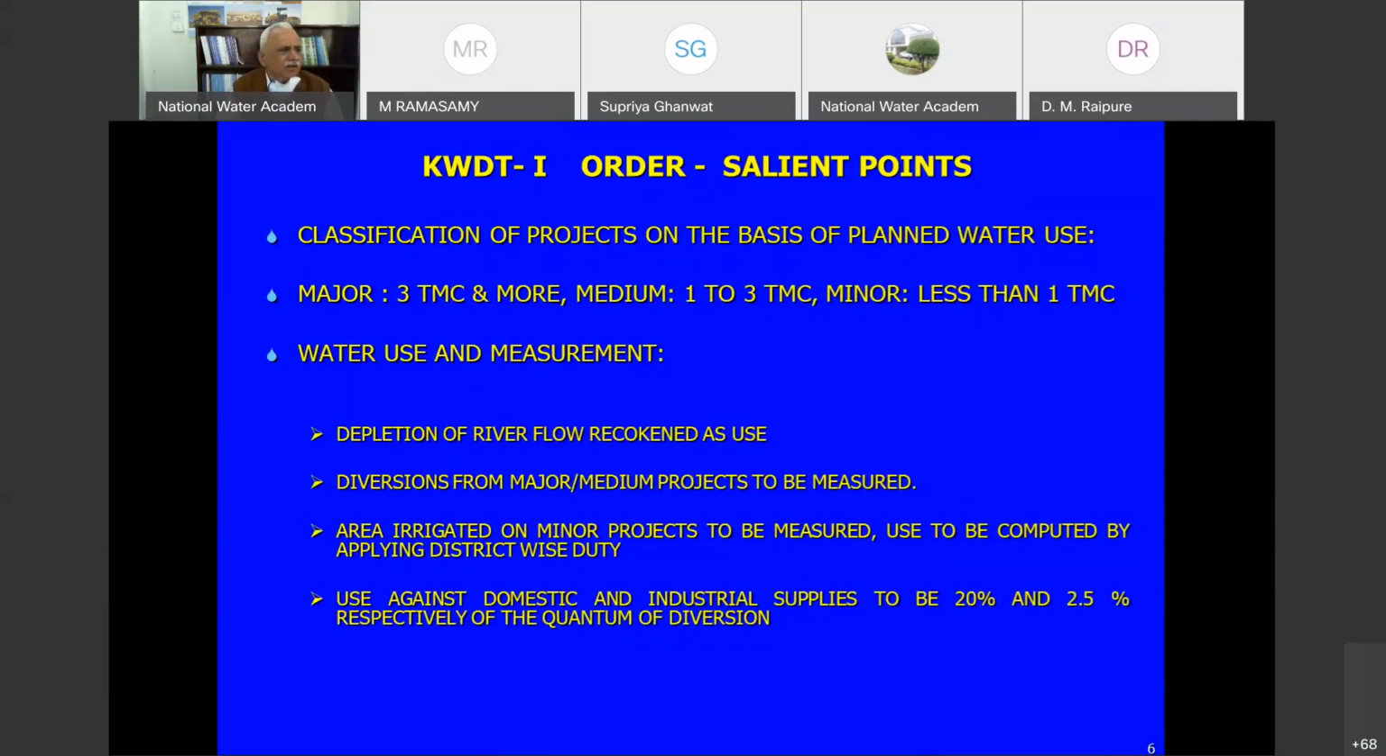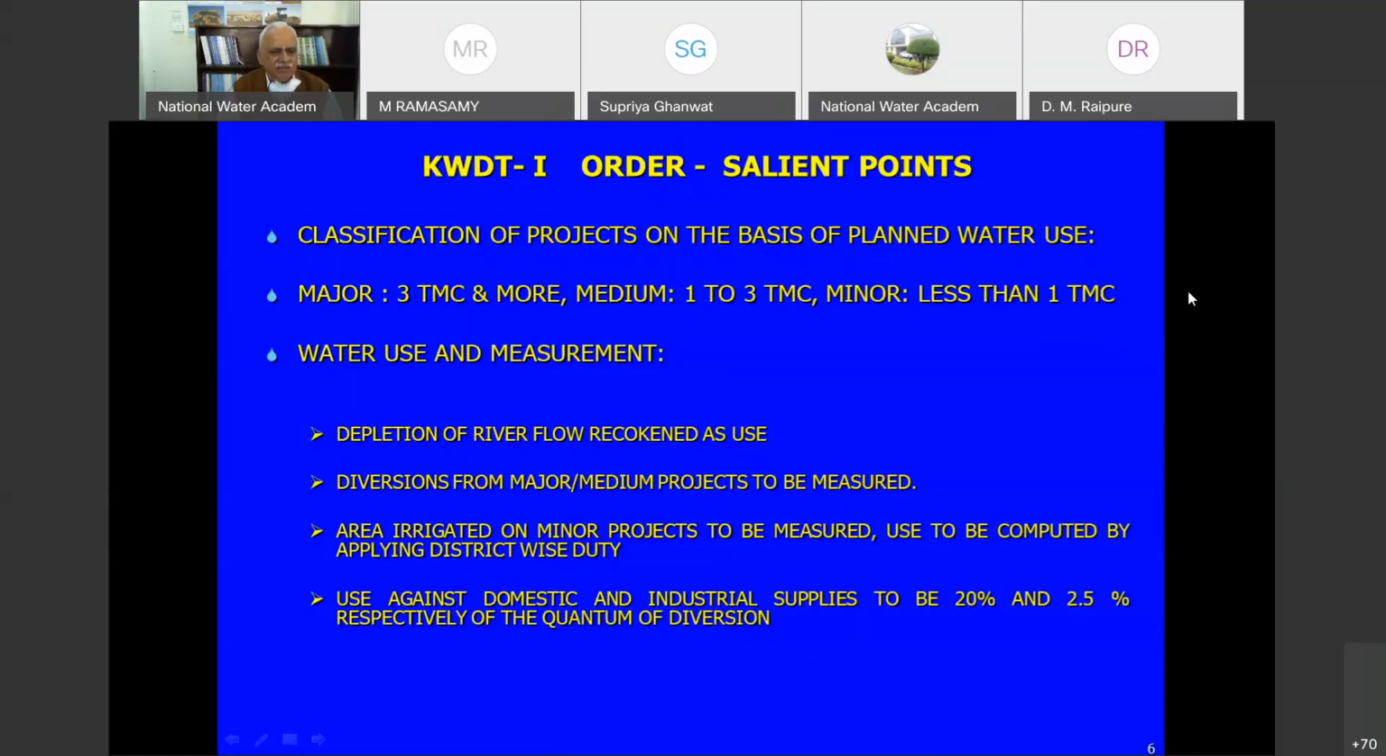While giving the decision, the KWDT1 considered that projects utilizing more than 3 TMC shall be treated as major projects, those utilizing between 1 to 3 TMC as medium projects, and less than 1 TMC classified as minor projects. For the effective use of water, the tribunal considered that depletion of river flow should be the use. Flows from major and medium projects should be measured, and whatever diversion has taken place would be considered 100% use.